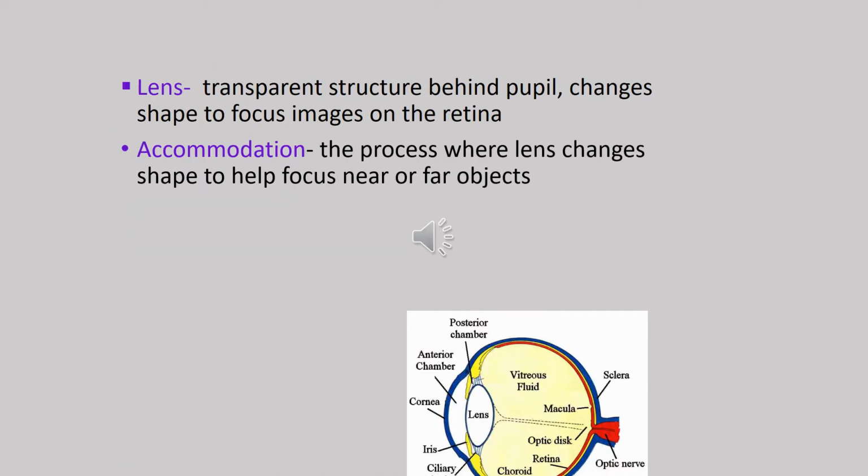The lens is that transparent structure that sits directly behind the pupil. When light waves come in through the pupil, they're cast onto the lens. The function of the lens is to change shape, which is the process of accommodation. So it will change shape depending on the angle that the image comes in order to cast that image onto the inner surface of the eye, which is the retina.